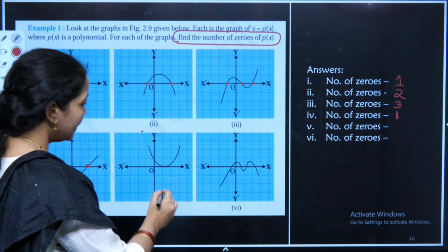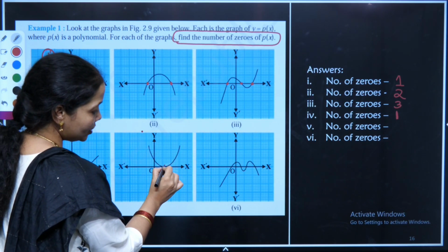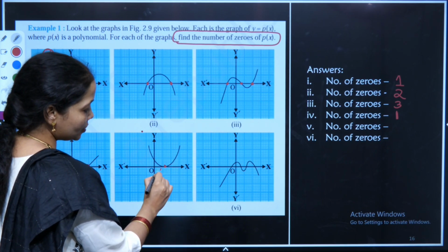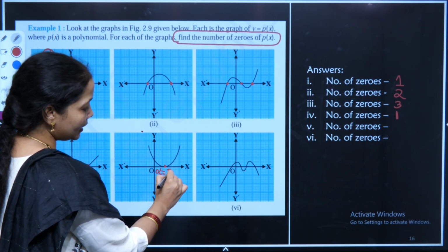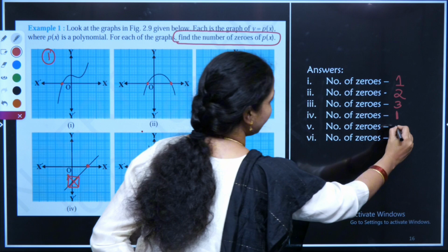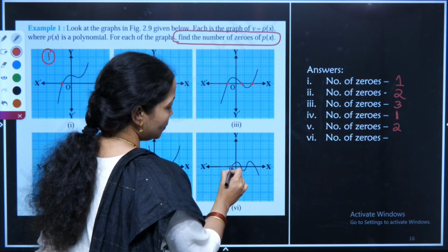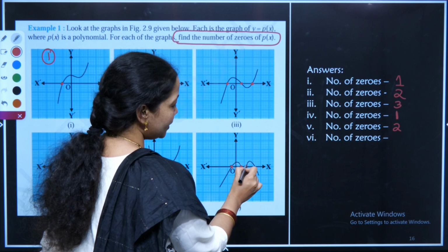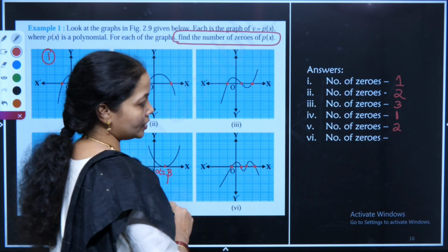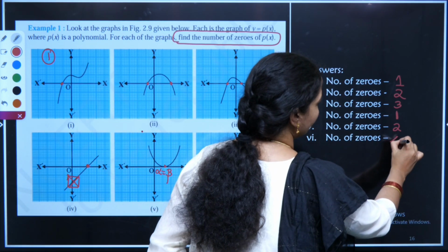Fifth graph, it's a parabola and touching the x-axis at one position, so alpha will be equal to beta, but number of zeros will be written as 2. The sixth graph here, 1, 2, 3, 4 different positions, so number of zeros 4.